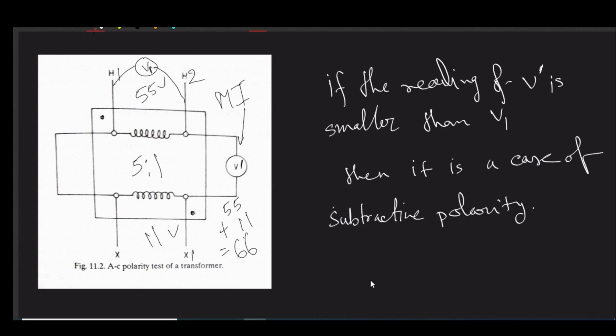In case of subtractive polarity, V dash reading is smaller than V1. What you will have here is X1, it will become X2, and you will have 55 minus 11, that will give you 44 volt. So this is the way we can test the polarity of a given transformer.